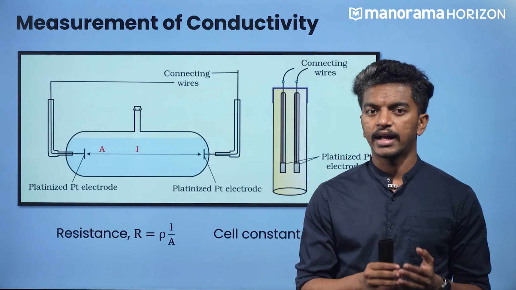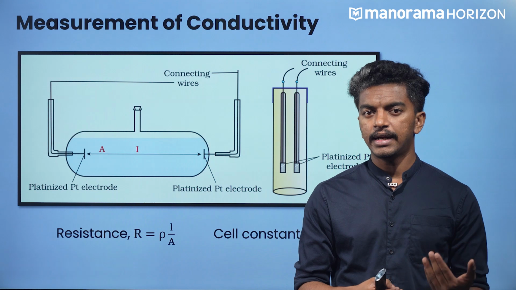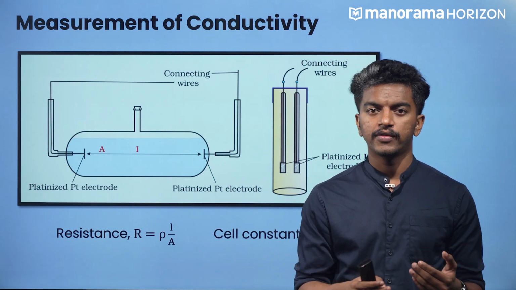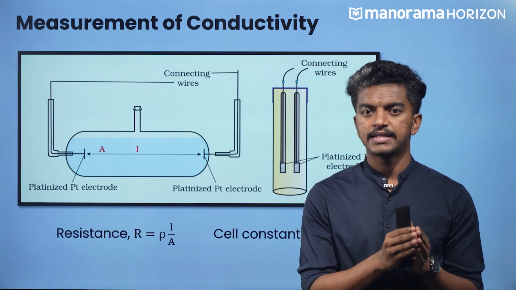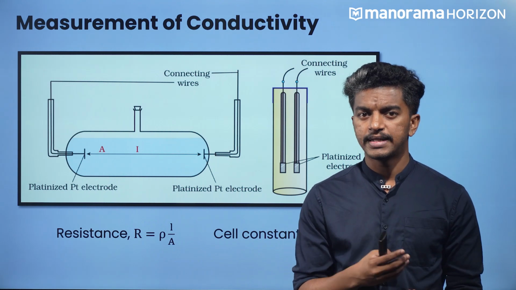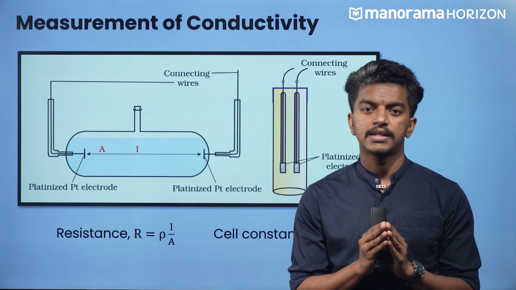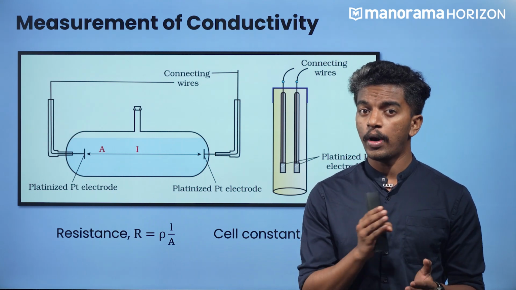So to calculate the conductivity of electrolytic solutions, we use a conductivity cell. It contains two platinum electrodes coated with platinum black, separated by a distance L with a cross-sectional area A. Here the source of power is an alternating current. Then the solution separating the two electrodes has a resistance R equal to rho L by A.